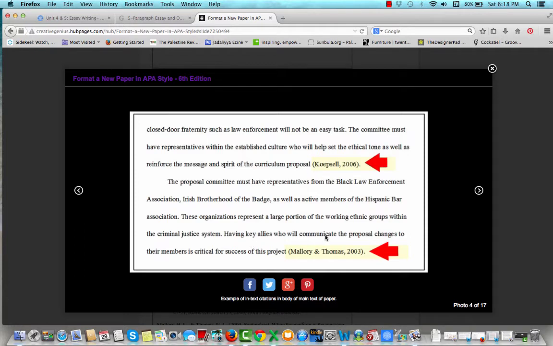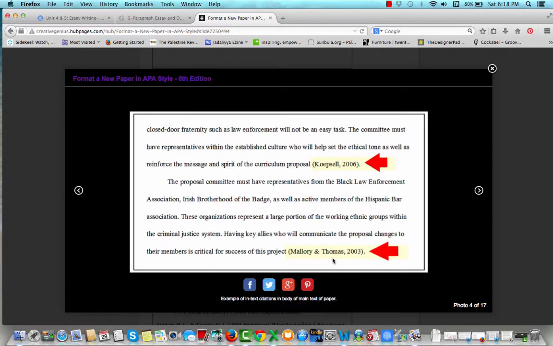Having key allies who will communicate the proposal changes to the members is critical for success of this project. Mallory and Thomas, 2003. Full stop. These two are called in-text citations. They are a part of an essay, right? A part of the main text of the paper.